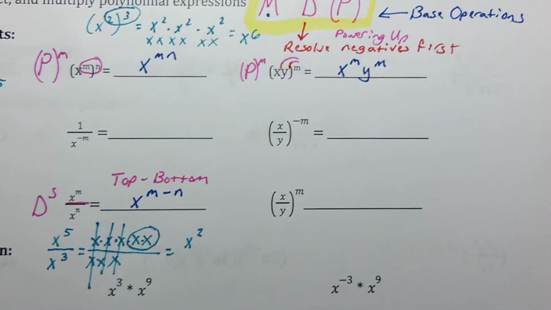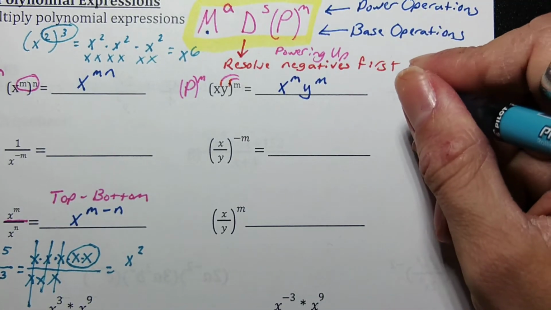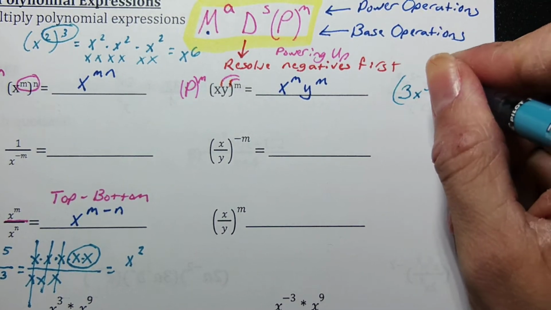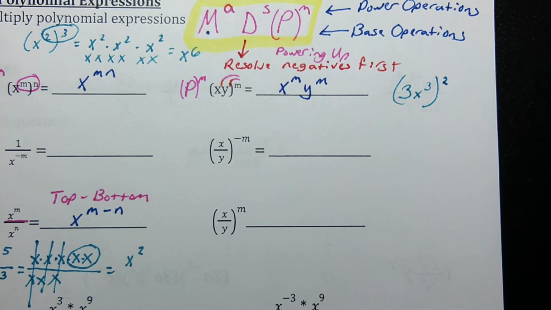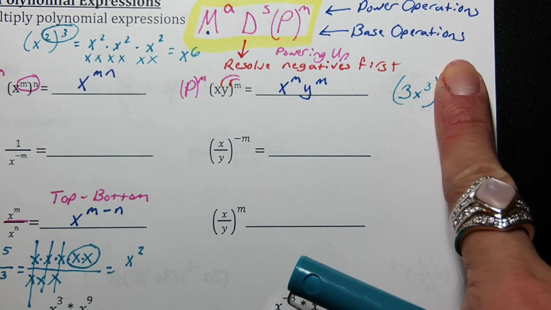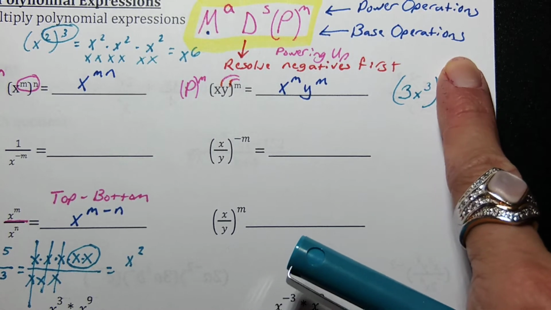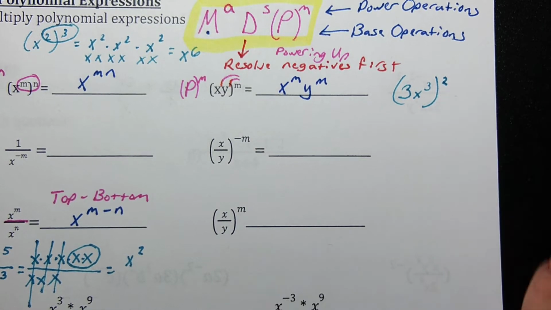So let's see what that looks like with an example. Let's say I have 3x cubed, squared. Now, from a PEMDAS standpoint, I would start inside the parentheses. Can I simplify 3 times x cubed any further? Nope, 3x cubed is just 3x cubed.